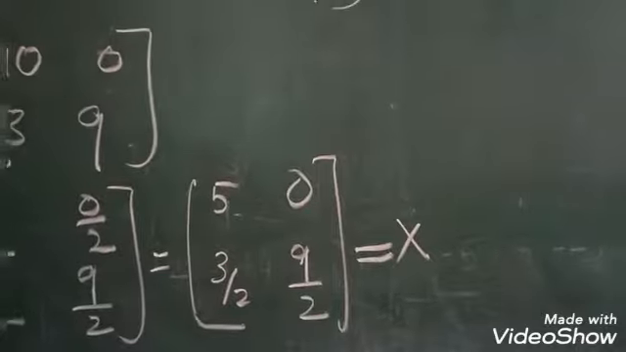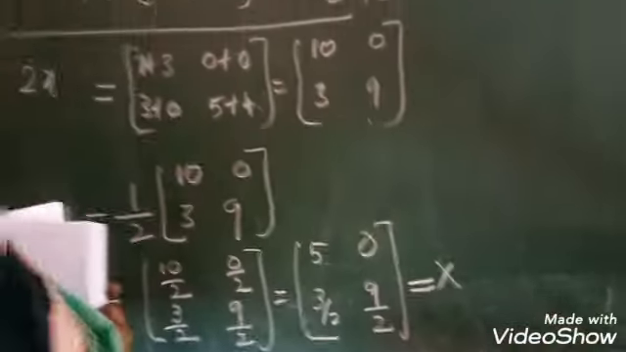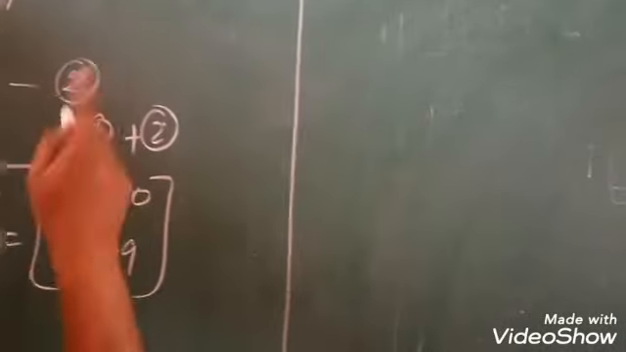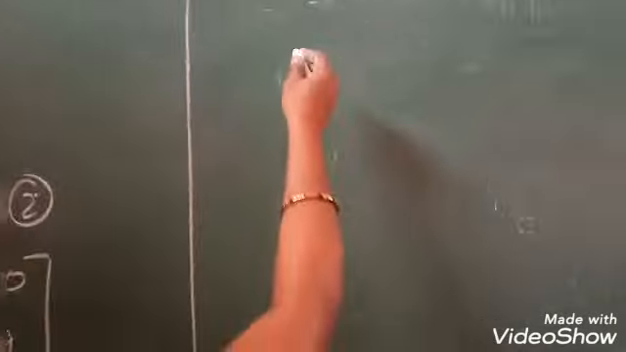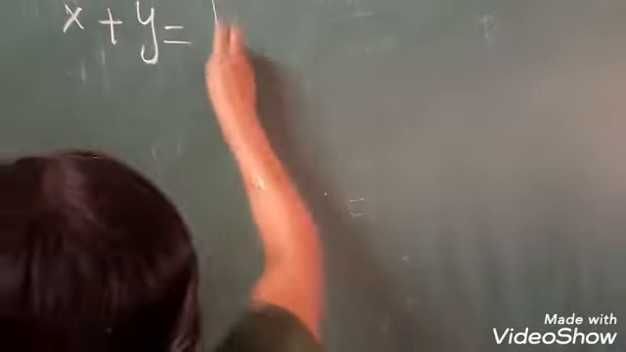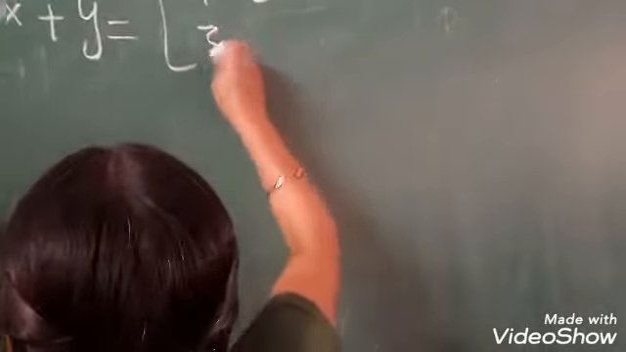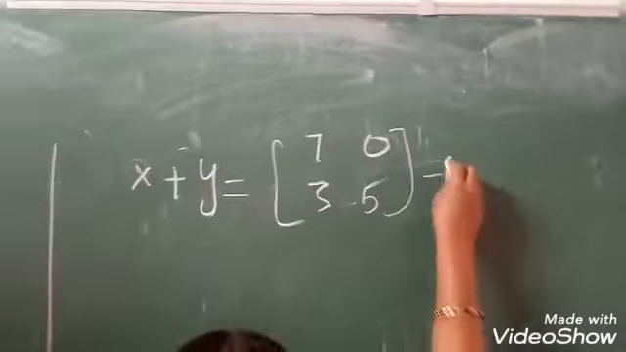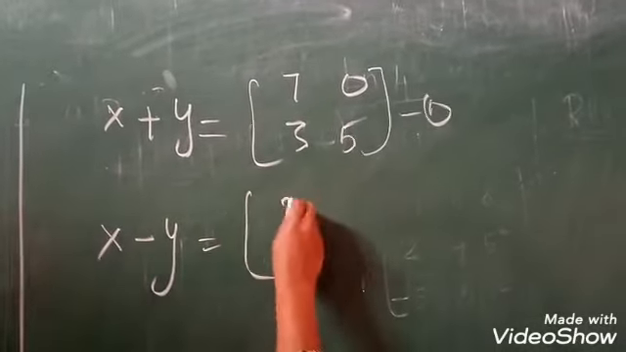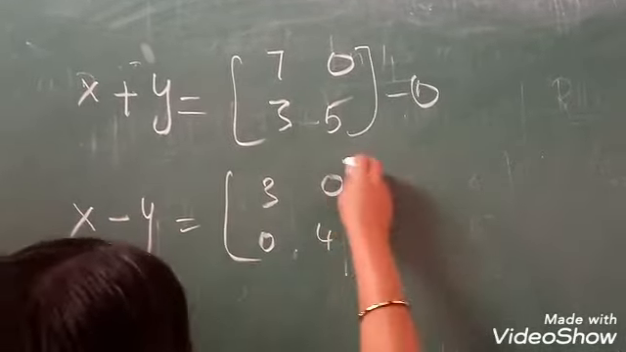Okay, girls? The same, like you want to find out the y value. How do you find out the y value? If you substitute the x value, you will get the y value. Otherwise, you have to again eliminate x. Now I am writing the equation once again. X plus y, what is the value? 0, 7, 3, 5. This is considered as equation number 1. Then the second equation, x minus y, 3, 0, 0, 4.